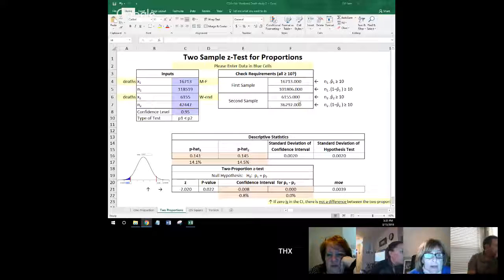Which set of hypotheses is appropriate? So this is the bottom one. Bottom, yes. I agree. Okay. Use the data in the table to find p hat 1, 0.141. Mm-hmm. That is what I have. Use the data in the table to find p hat 2, 0.145. I agree. The z-score, negative 2.020.